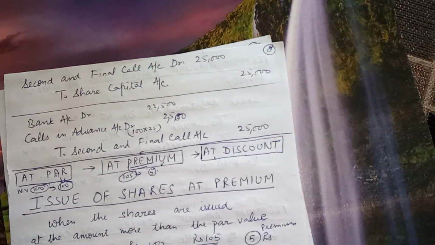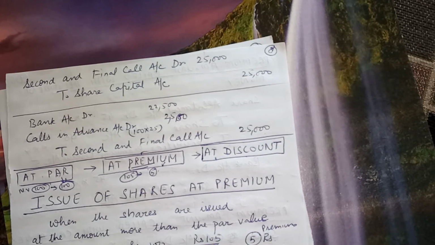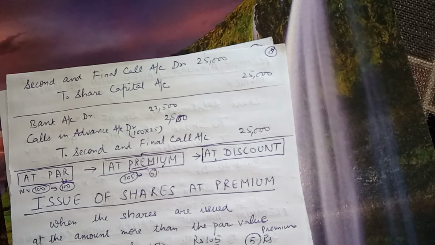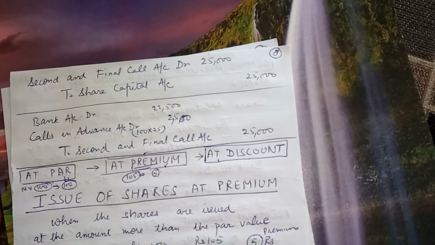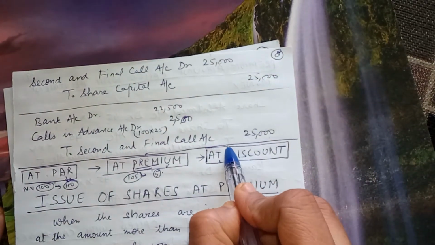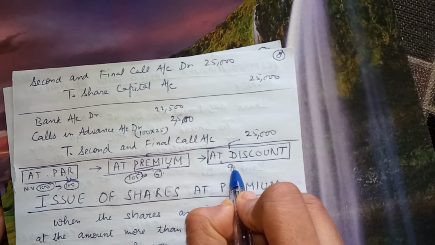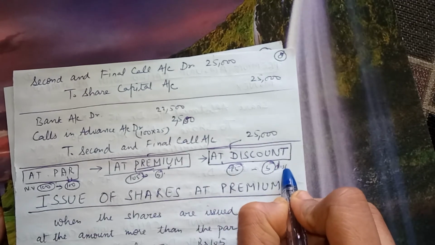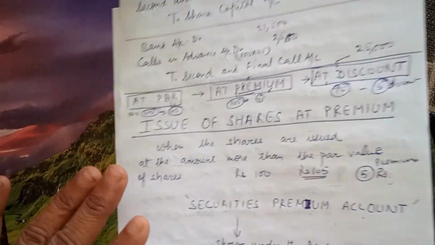But in the case of some other companies, they don't get proper subscription, or sometimes they just need money and want to issue the shares at a value lower than the nominal value. That is when they issue the shares at a discount. So if the share's nominal value is rupees 100 and we issued it at rupees 95, in that case the 5 rupees will be the discount given to the shareholders. Let us discuss this in detail.